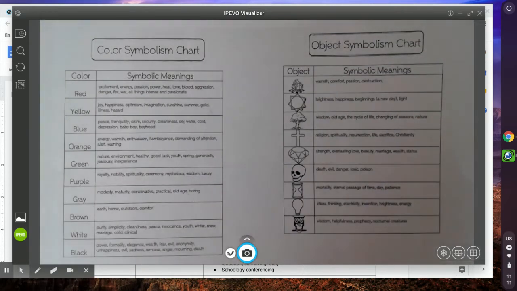So these colors can represent certain things, and I'm going to run through these. And I'm not going to read all the words. I'll just say basics. All right, I already read red. Yellow can be joy and happiness. Blue, peace, tranquility. Orange, energy, warmth, alert. Green, nature and environment. Jealousy, too. Purple, royalty, right? Nobility, being mysterious. Gray can be modesty, boring. Brown, earth, home, outdoors. White is purity, innocence. Black, I already mentioned, right?